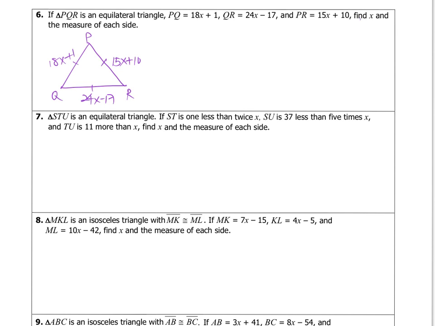This is much easier, okay? Now you can set it up. Solve for x. Any sides would do. 18x plus 1 should equal 15x plus 10. And you should have x equals 3. And your length should be 55. So work it out yourself. I'm only setting it up for you.